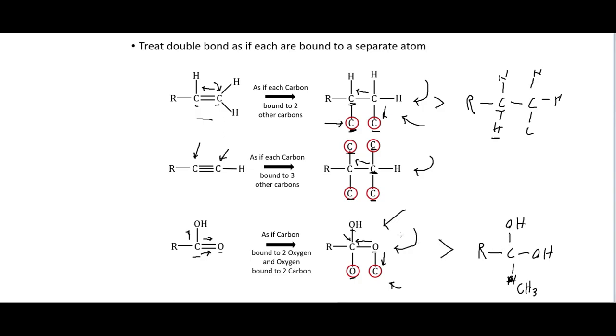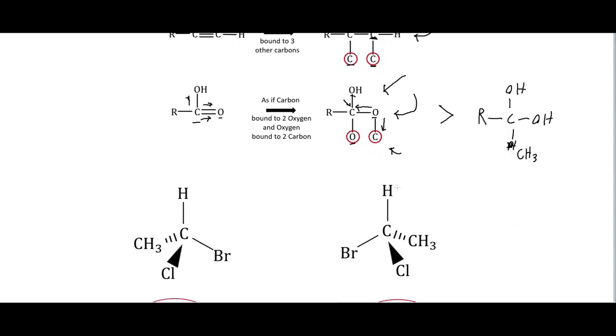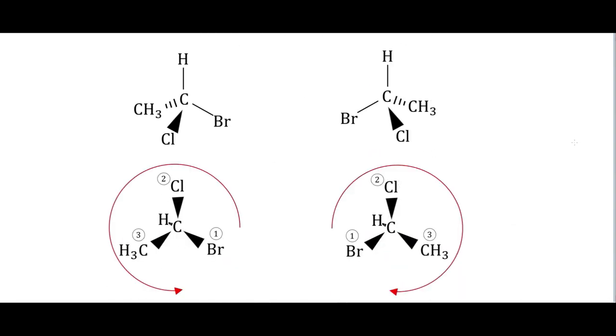So that's what you often see, is that these double and triple bonds take these higher priorities. All right, so we have our priority rules, and now how do we actually apply them? We are looking at these molecules right here, which are chiral molecules, and these two are enantiomers of each other.